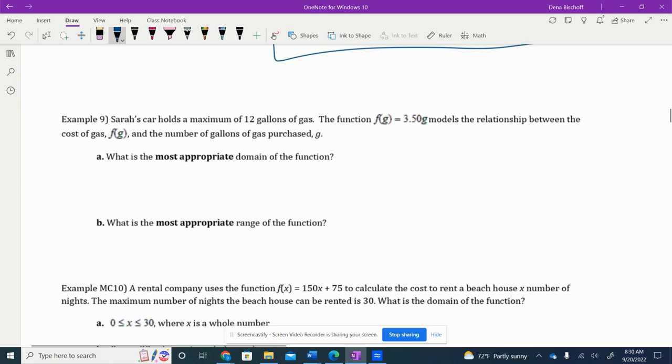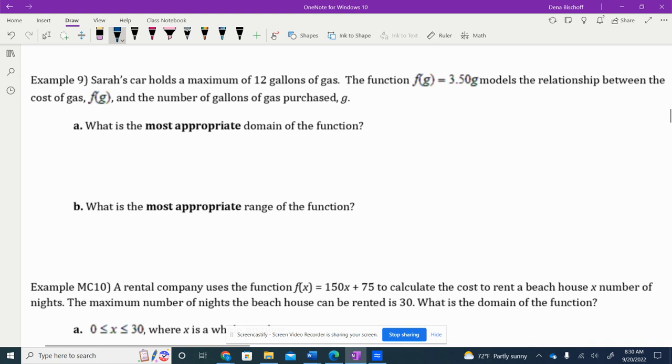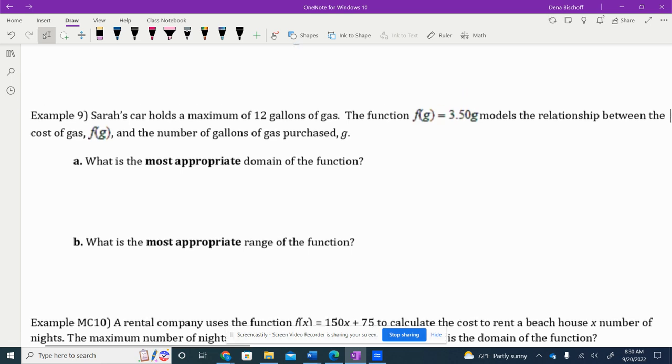Okay. Let's see what Sarah's doing. Sarah's car holds a maximum of 12 gallons of gas. The function f of g equals 3.5g, where the output is a function of the gas, models the relationship between the cost of gas and the number of gallons purchased. So what is the most appropriate domain? We're just thinking about the input values. Remember, the domain is input values, and this represents gallons of gas purchased.